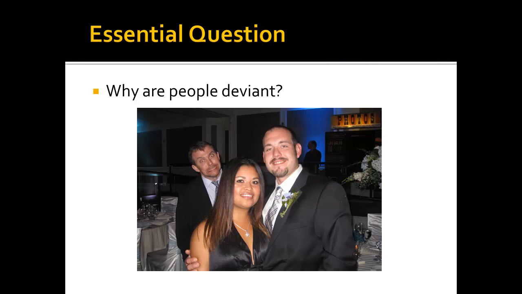So overall, why are people deviant? Why are they like our friend the photobomber here? Why do they do things that go against the norm? And we're going to look at some different examples of that as we go through.